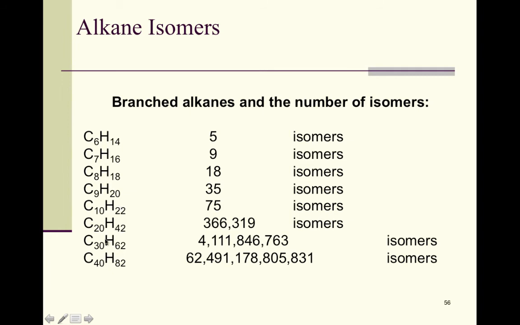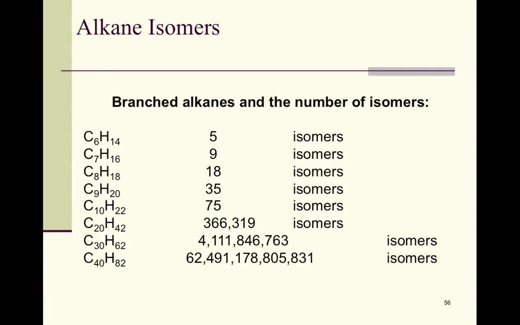And take a look at here. As soon as we get 30 carbons, we're up to the billions right here. And this number, I don't even know what that number is. That's pretty amazing. And that's only 40 carbons. You do not have to memorize this page at all. Do not memorize that 9 carbons has 35 isomers.